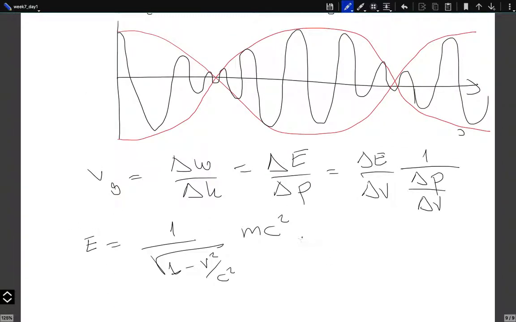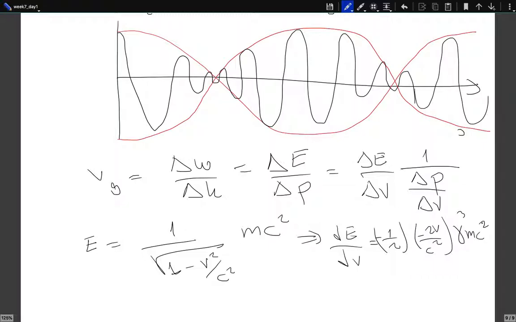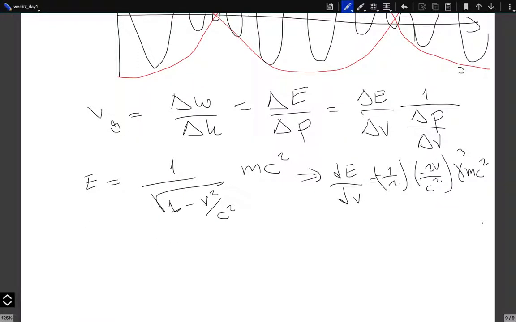So dE by dV is, let's see, minus 1/2 minus 2V over C squared, gamma cubed, MC squared, or dE by dV is V over C squared, gamma cubed, MC squared.